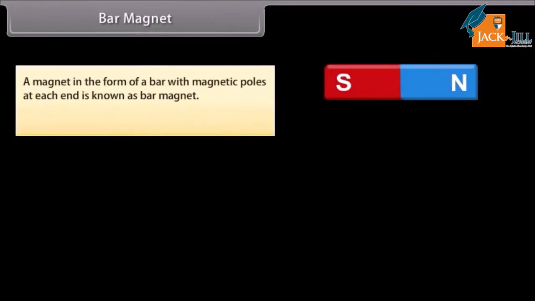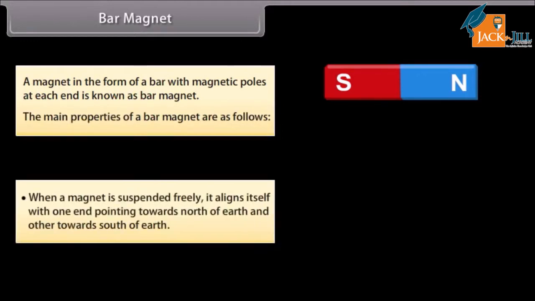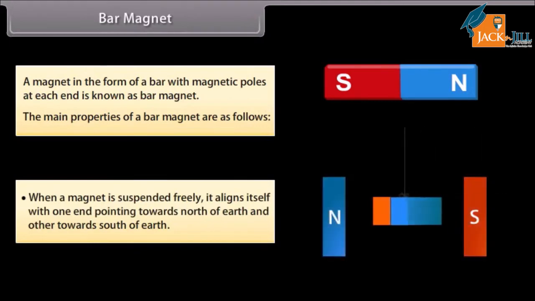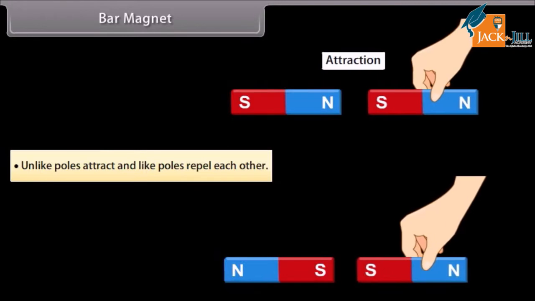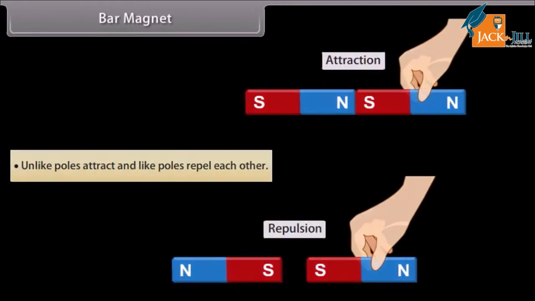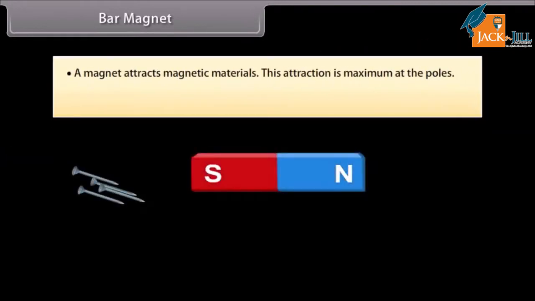Bar magnet. A magnet in the form of a bar with magnetic poles at each end is known as a bar magnet. The main properties of a bar magnet are as follows. When a magnet is suspended freely, it aligns itself with one end pointing towards north of Earth and other towards south of Earth. Unlike poles attract and like poles repel each other. A magnet attracts magnetic materials. This attraction is maximum at the poles.